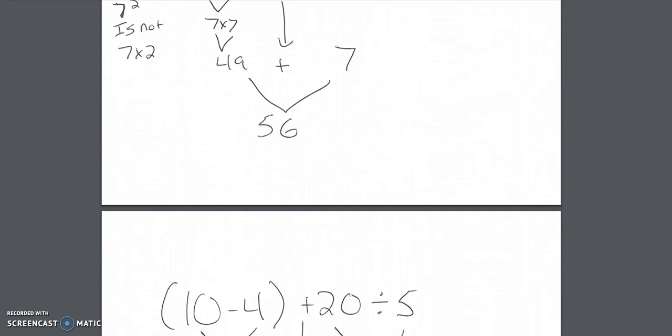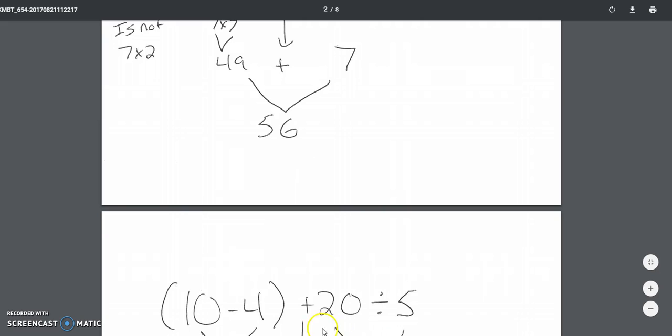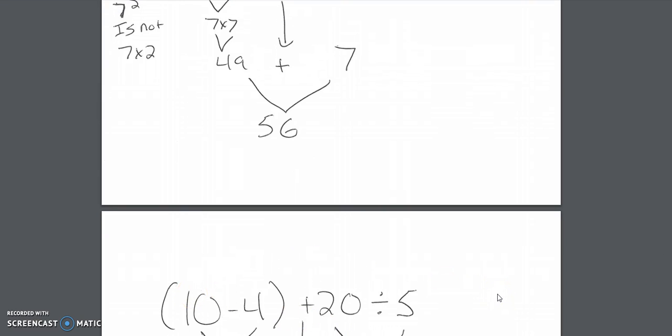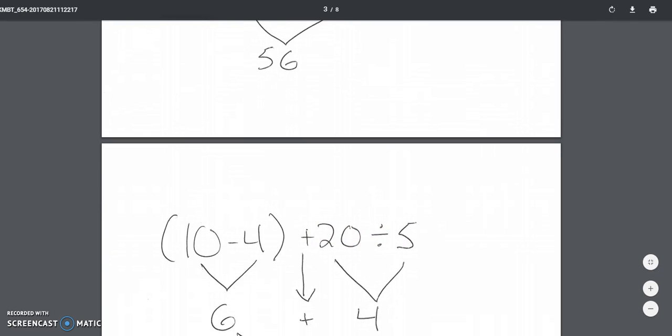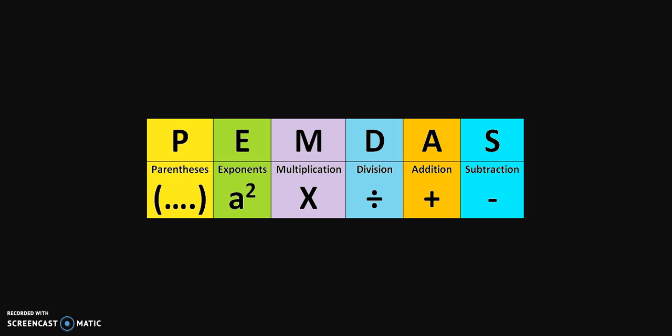All right, let's try this one here. Thinking PEMDAS, what's your first step? You guessed it. You got to do what's inside the parentheses first. You cannot add or divide. So doing what's inside the parentheses, 10 minus 4 is 6. Okay, well, parentheses are done.